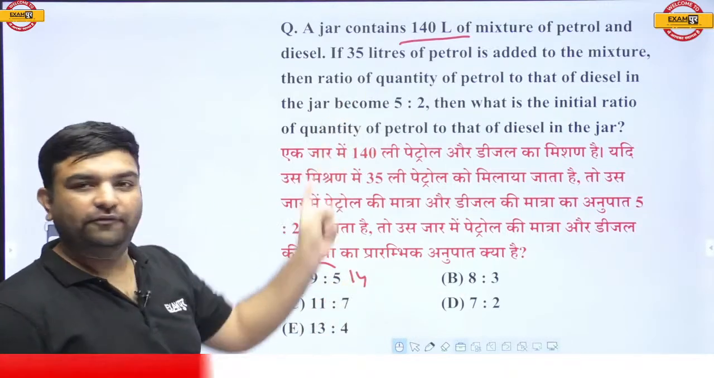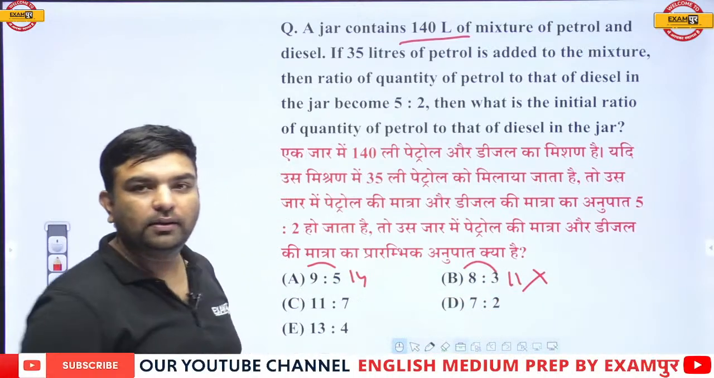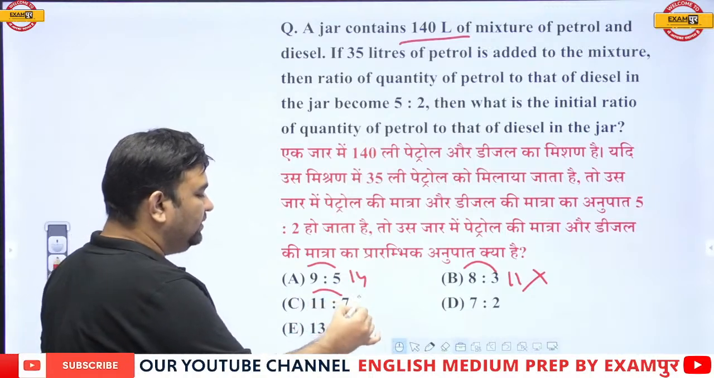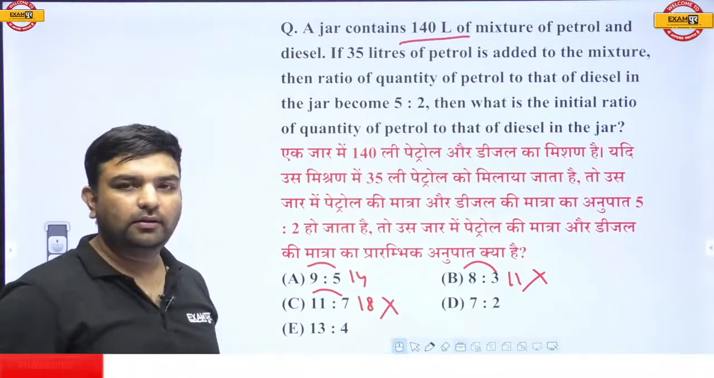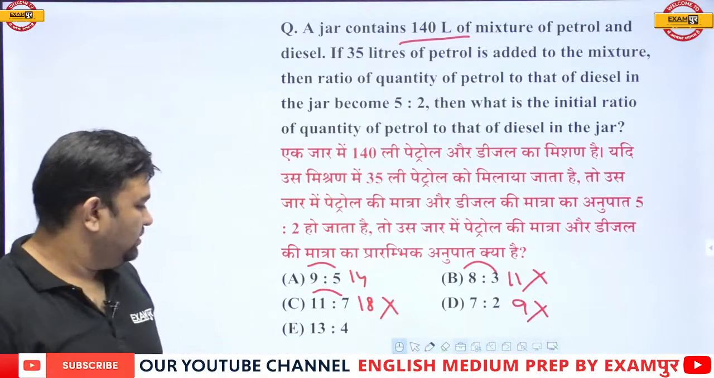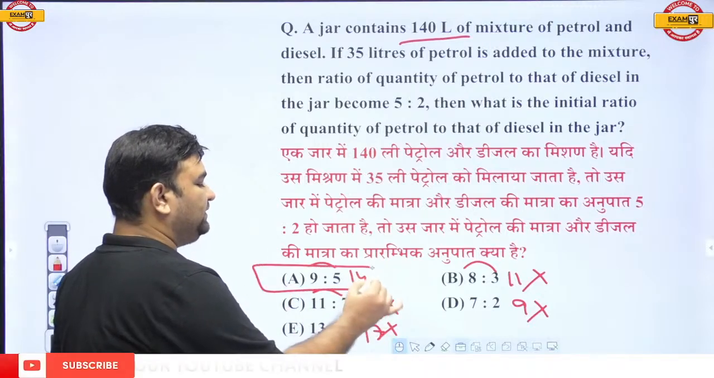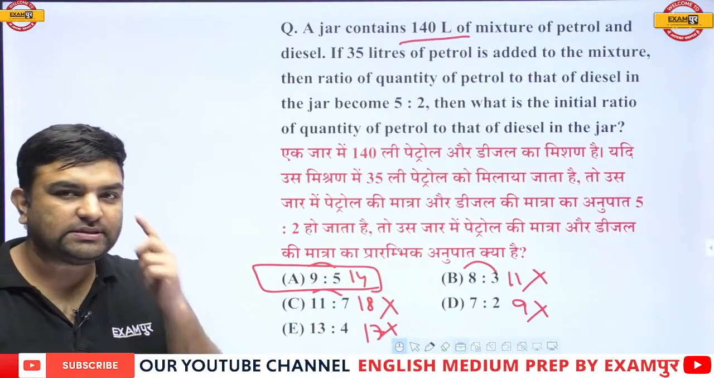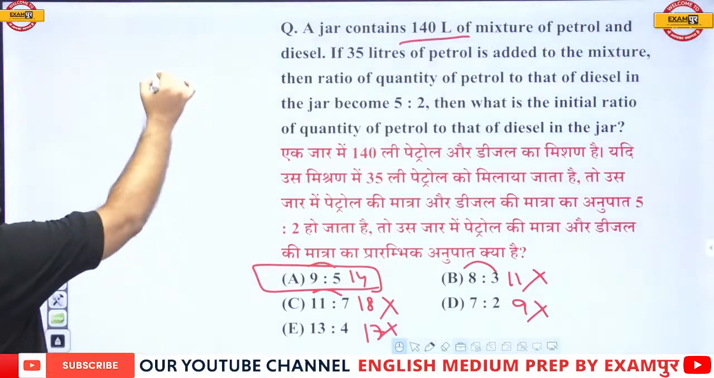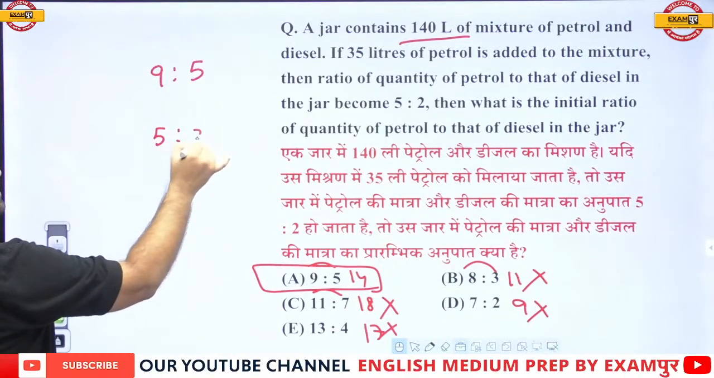14, a factor of 140. 11, not a factor of 140. 18, not a factor. 9, not a factor. 17, not a factor. So we will first cross check with this. Let the initial ratio be 9:5 and now it is 5:2.